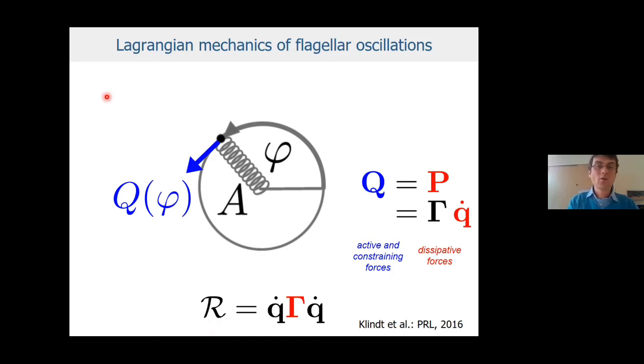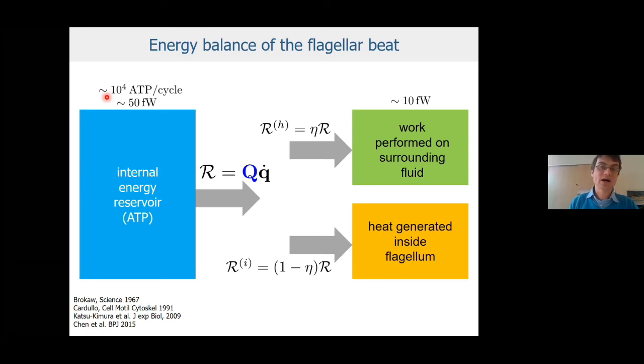And now we can ask, what are sources of dissipation inside the beating cilium? Well, first of all, there's an internal energy reservoir. That's the ATP, the chemical fuel the molecular motors run on. And we can give numbers. That's approximately 10,000 ATP molecules used per cycle, corresponding to chemical energy that's set free of 50 femtowatts. So that's the energy input. And now this energy ends up at two places.